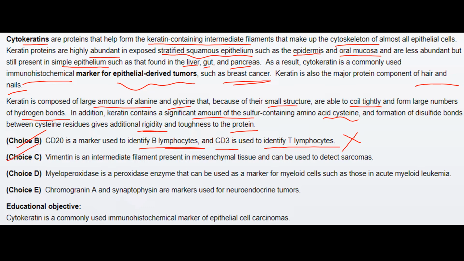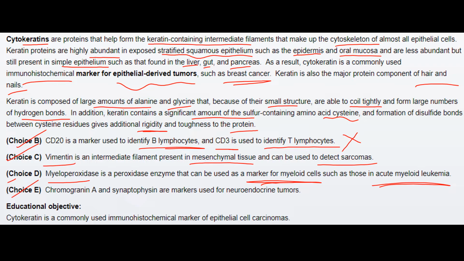In choice C, vimentin is an intermediate filament present in mesenchymal tissue and can be used to detect sarcomas. In choice D, myeloperoxidase is a peroxidase enzyme that can be used as a marker for myeloid cells such as those in acute myeloid leukemia.